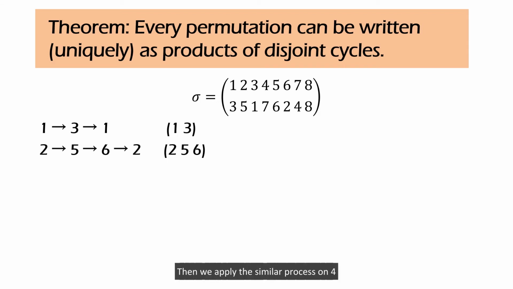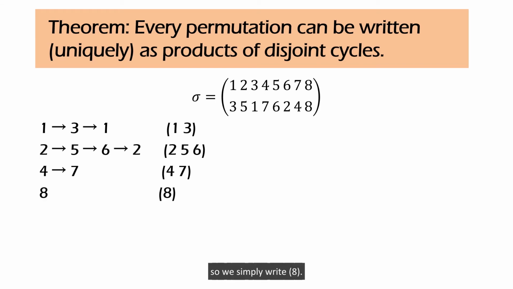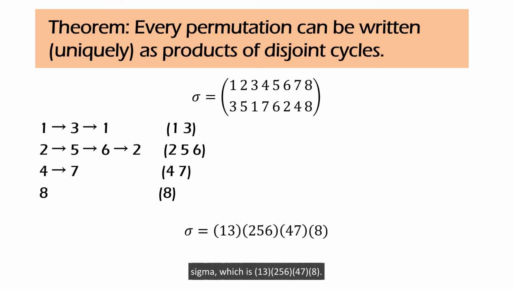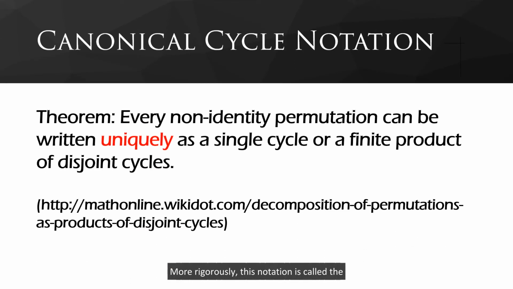Then we apply a similar process on 4, and there's a cycle of bracket 4, 7. 8 isn't changed by the permutation, so we simply write bracket 8. And therefore, we can multiply the cycles together to notate sigma, which is sigma equals bracket 1, 3, bracket 2, 5, 6, bracket 4, 7, bracket 8. The process is just filtering out the related elements and putting them together. More rigorously, this notation is called the canonical cycle notation, and you can find the formal proof on this website.